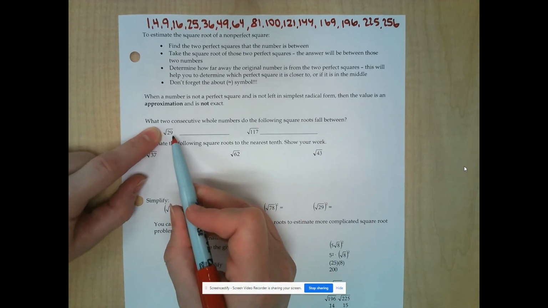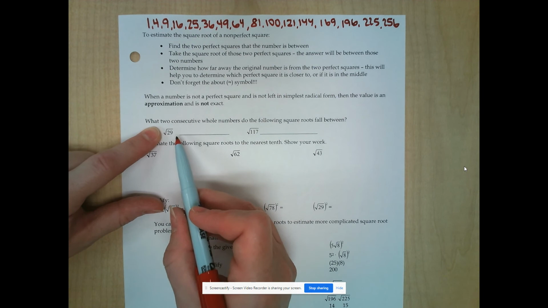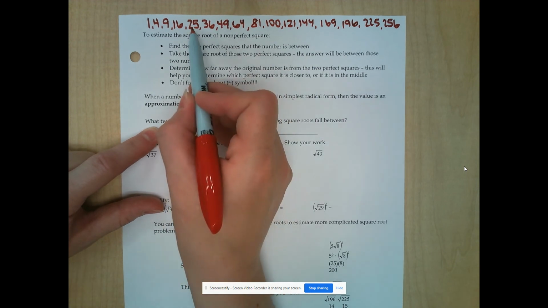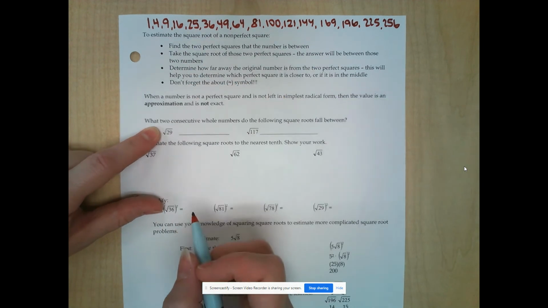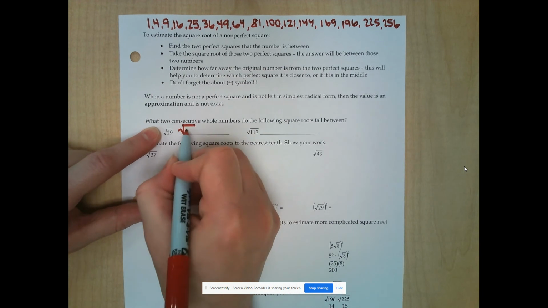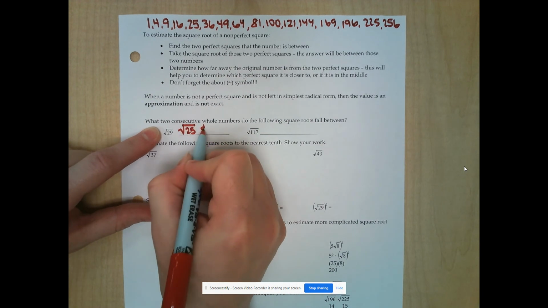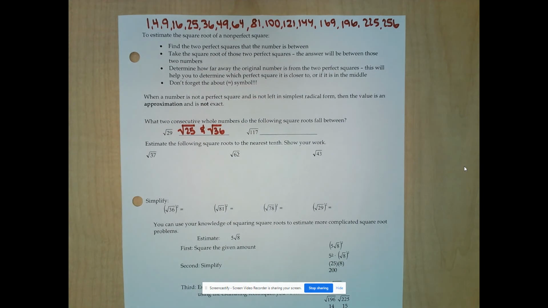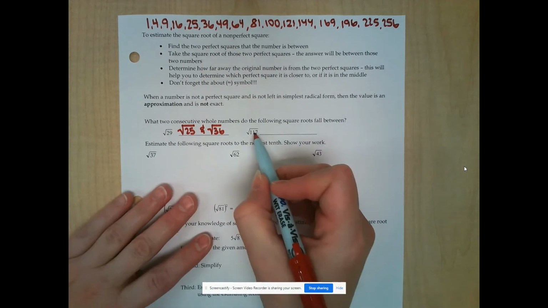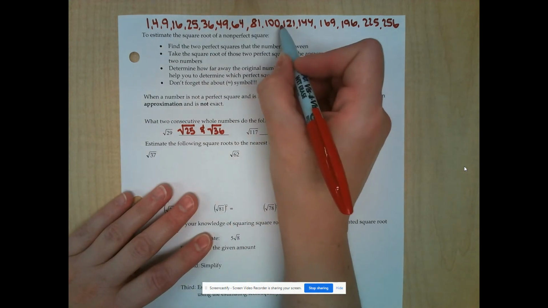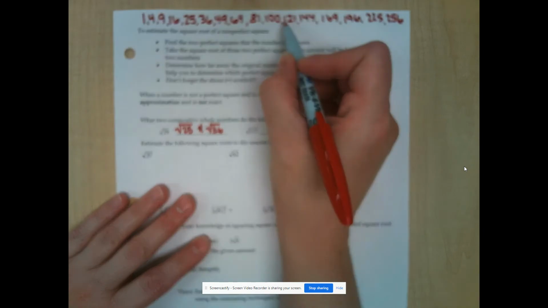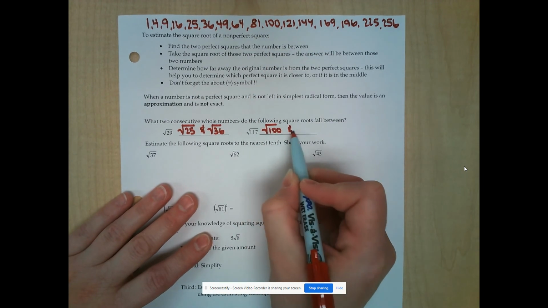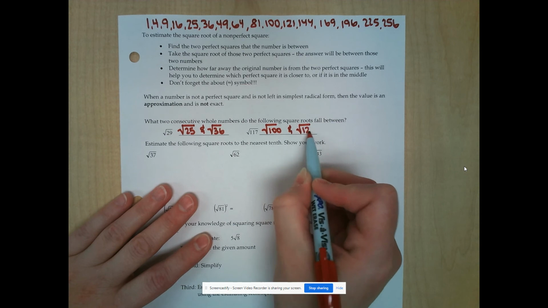So I'm going to say the square root of 29 is between what two perfect squares? 25 is the perfect square that's just below it. 36 is the perfect square that's just above it. So it is between the square root of 25 and the square root of 36. Those are the two closest perfect squares. 117, I'm going to look up here. The two closest, 100 is right below 117. 121 is right above. So it's between the square root of 100 and the square root of 121.